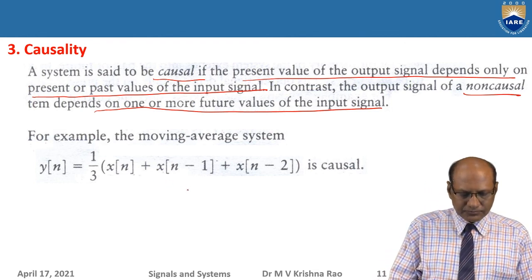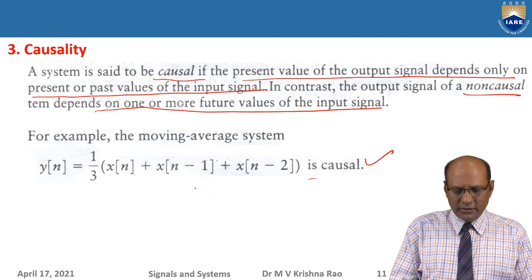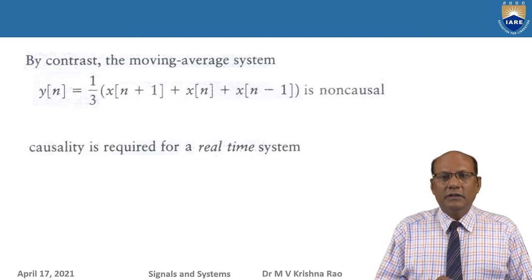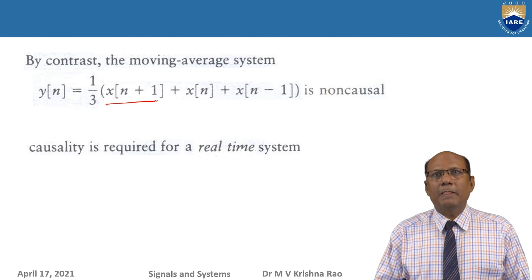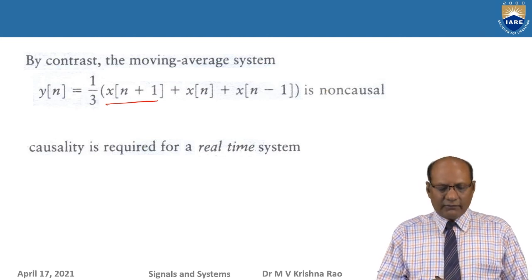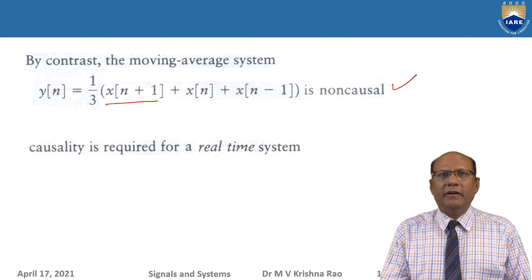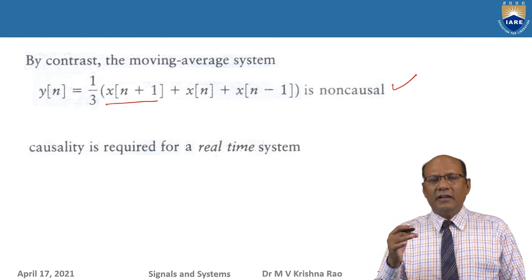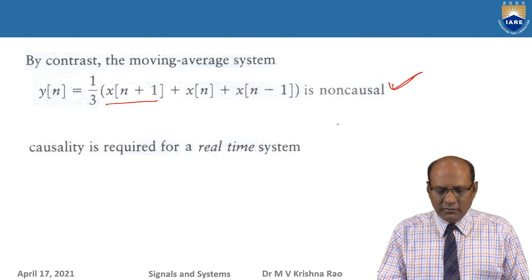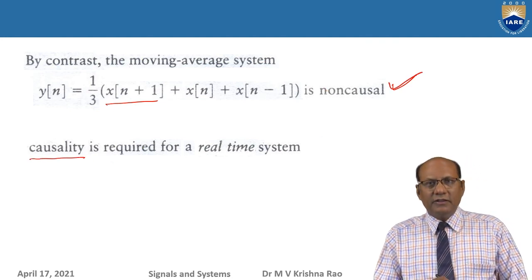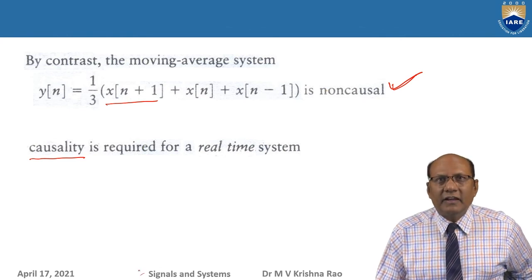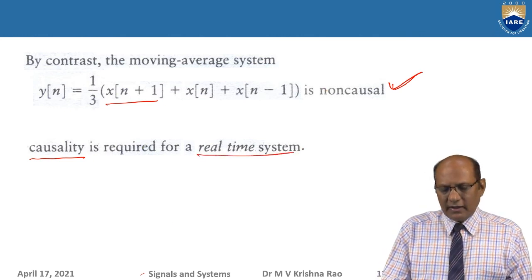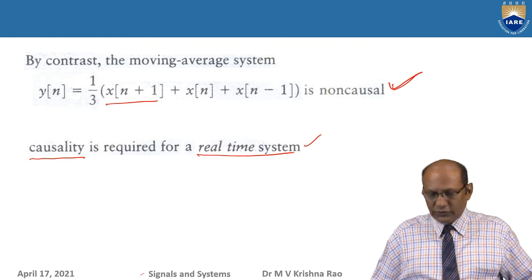So what is an example here? This is a causal system, correct? All current values and all previous values only. Then what about this? One future value is there here. Causality is required for real time. This system I cannot implement in real time. I have to store all the values, then change the reference, and then I can call that a non-causal system. Offline processing may be possible in this, but causality is required. If the system is non-causal, you cannot implement it in real time. It requires causality.